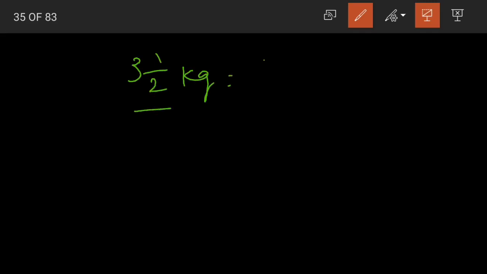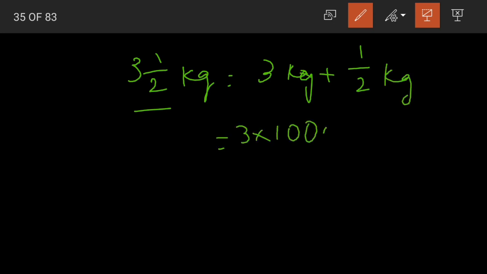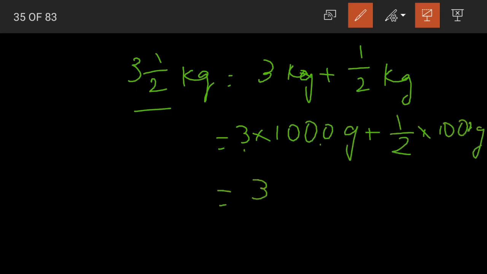This is a mixed fraction here. We can write it as 3 kilograms plus 1 by 2 kilogram. Now 3 kilograms is equal to how much? 3 into 1000 grams plus, if you want, you can do it like this, 1 by 2 into 1000 grams. So 3 into 1000 becomes 3000.